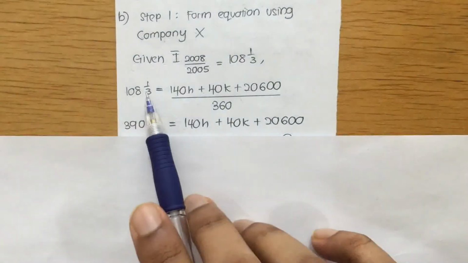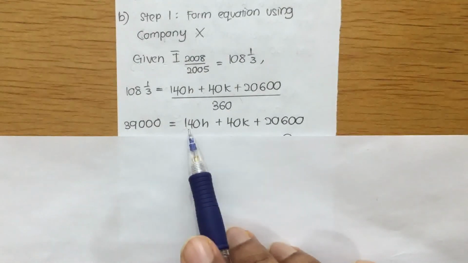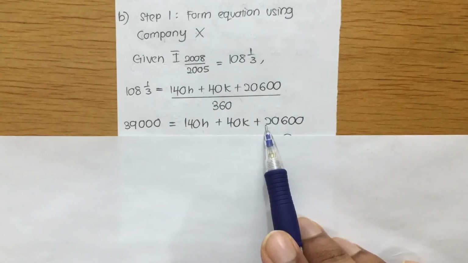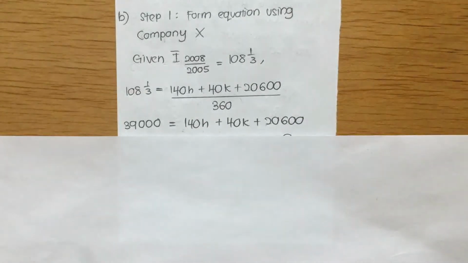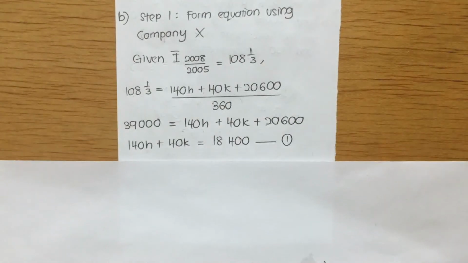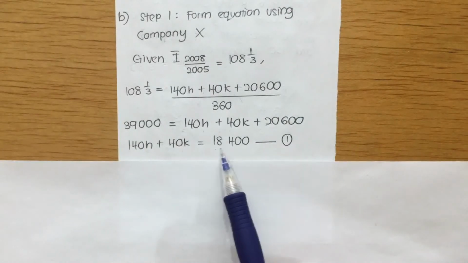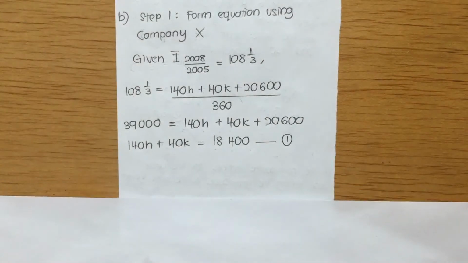So 108 1 over 3, you times it 360, you should get 39,000 is equals to 140H plus 40K plus 20,600. So this 20,600 from the right hand side, you move it to the left hand side. From here you get 140H plus 40K is equals to 18,400. So this will be your first equation, guys. Let me show you the remaining working in the next paper. Please hold on for a moment.